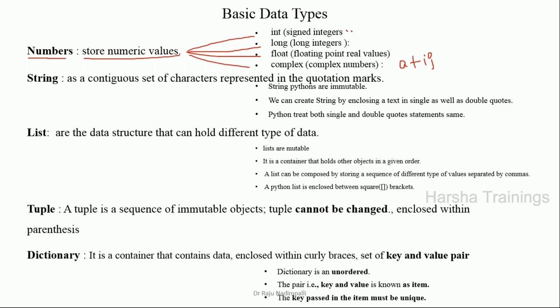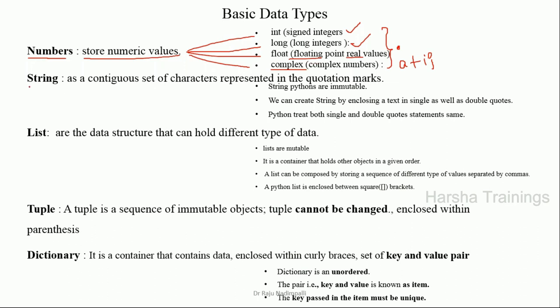Integers are small numbers, and you can use any long number in Python. If I want to represent floating fractional numbers, I will use float values or real numbers. Complex numbers are used in vectors like a plus i, real and imaginary numbers. Slowly we will see them one by one.